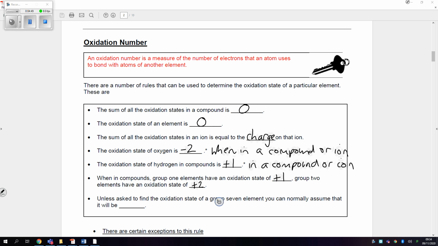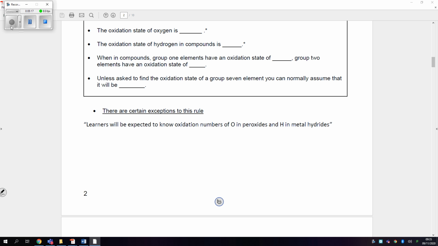Now, the last point is a bit vague: sometimes the oxidation number of a group 7 element can change. But generally speaking, unless we've been asked to find it, we can often assume that it has an oxidation state of -1. That last point's a little bit shaky. All the points up to that are things that you need to really learn. There are some exceptions to these rules, for example, when oxygen is in a peroxide or when you have metal hydrides. We'll deal with those as we come to them.